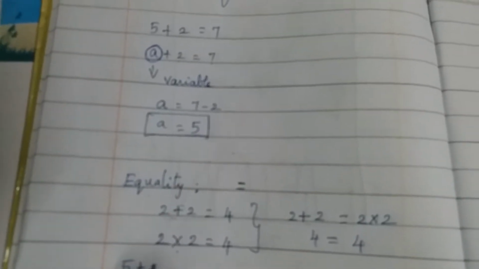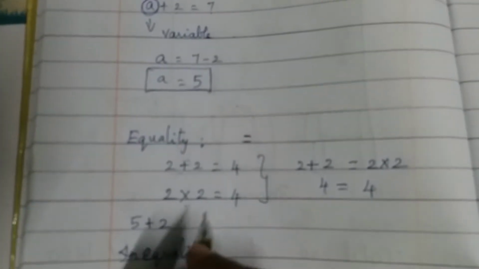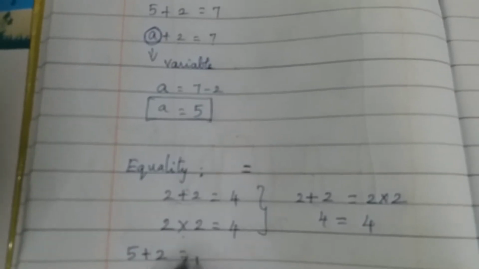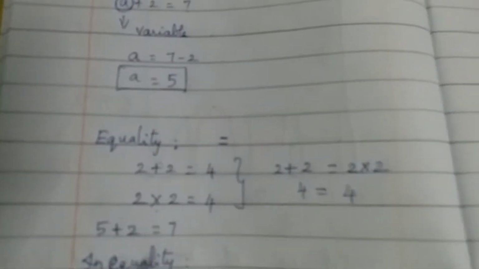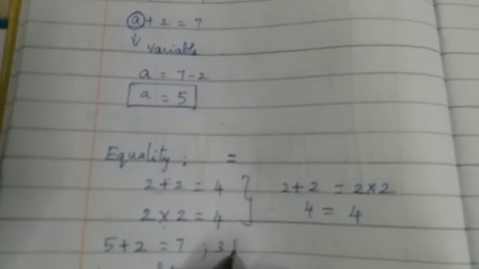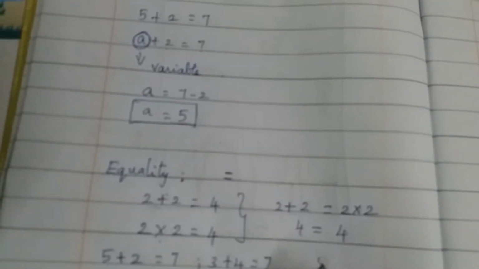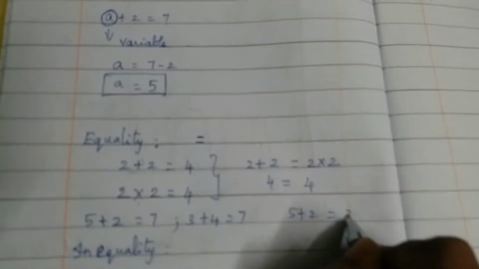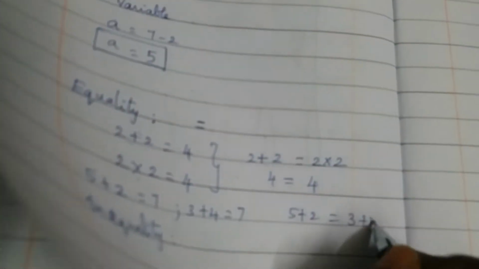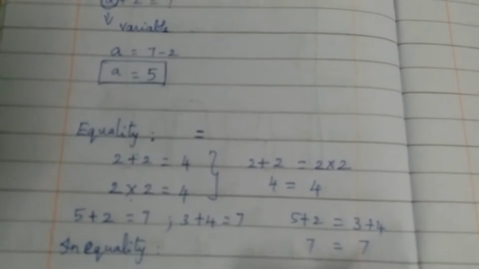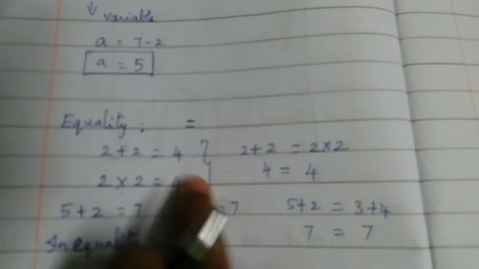Another equation: 5 plus 2 is equal to 7. 3 plus 4 is equal to 7. Therefore 5 plus 2 is equal to 3 plus 4, because both the answers are the same. So this is equality.